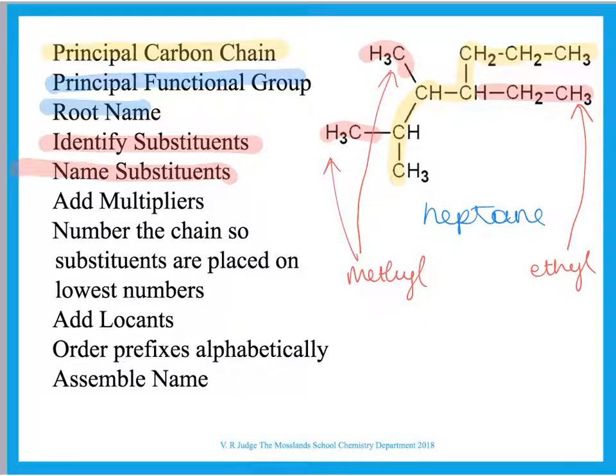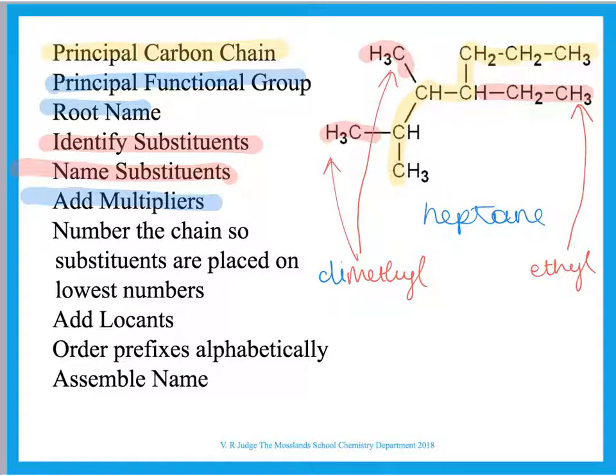Next thing we need to do is add some multipliers, so if there's any repeated, we need to make sure that we're aware of that. So to add some multipliers, look for the ones that are repeated. In that case, it's the methyl group. We've got 2 methyl groups, so it's actually going to be dimethyl. Di meaning 2.